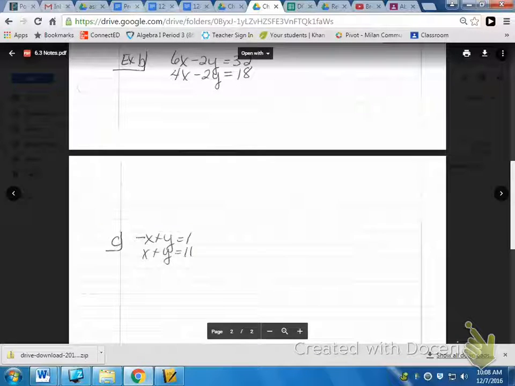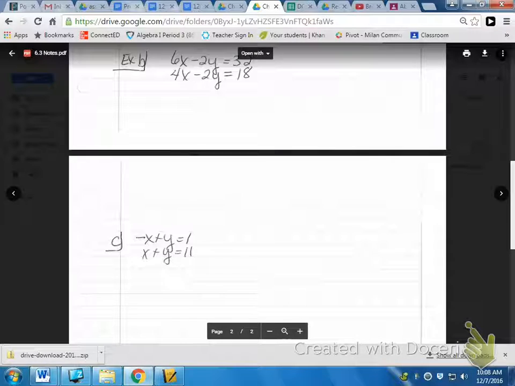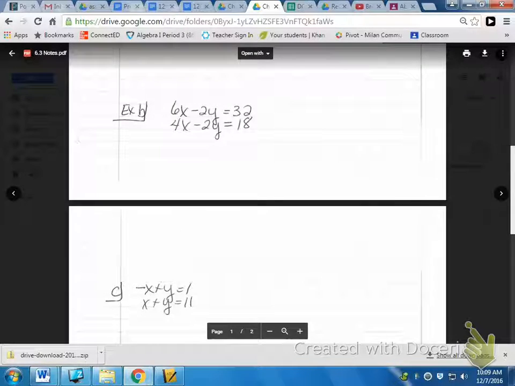Now it says 6x minus 2y equals 32, 4x minus 2y equals 18. I'm going to revise what I would normally say about this a little bit. I don't like the thought of subtracting because you're going to mess up signs. So here's what I'm going to tell you to do. Let's make it so that the y's are opposites.